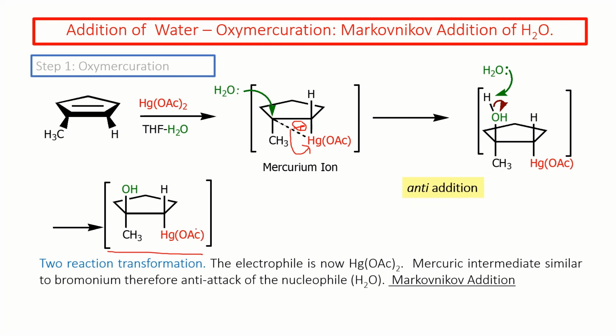And so what we do is we add sodium borohydride to cleave the mercury from the substrate to realize the alcohol. This has resulted in anti-addition of this OH and H across the double bond. It is a Markovnikov species because the OH is on the more substituted carbon.